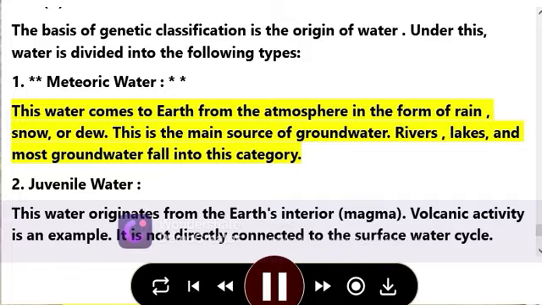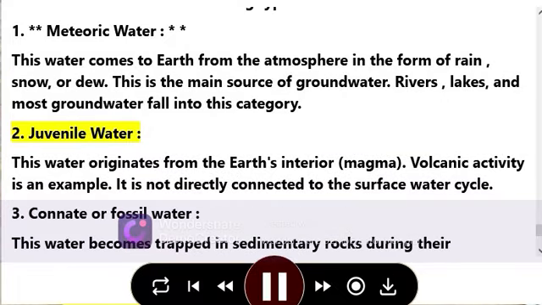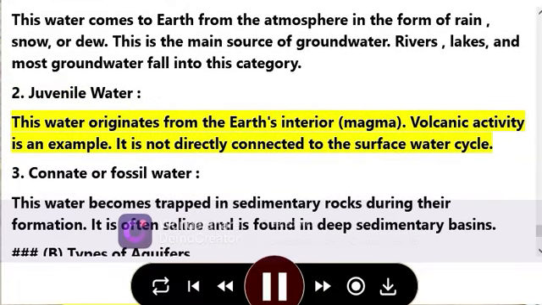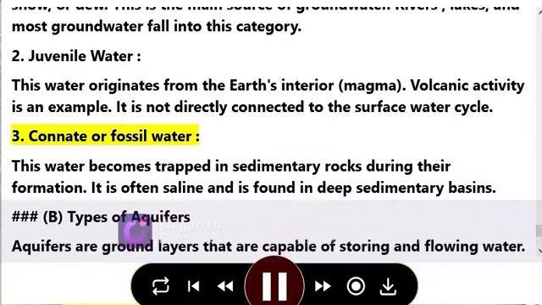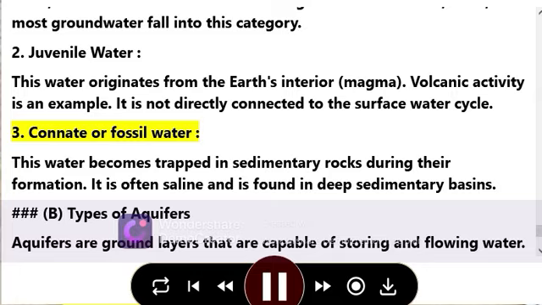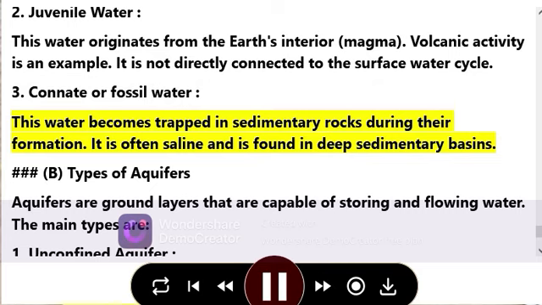1. Meteoric water. This water comes to Earth from the atmosphere in the form of rain, snow, or dew. This is the main source of groundwater. Rivers, lakes, and most groundwater fall into this category. 2. Juvenile water. This water originates from the Earth's interior, magma. Volcanic activity is an example. It is not directly connected to the surface water cycle.